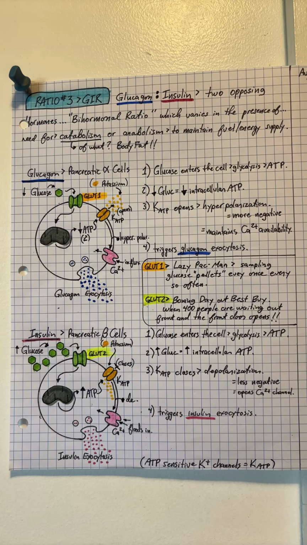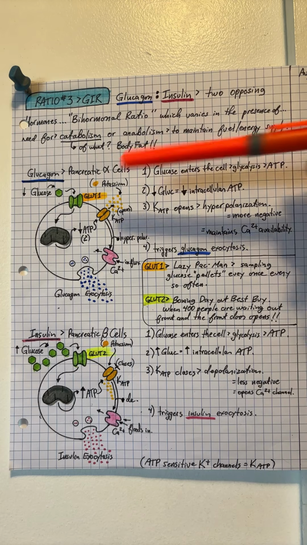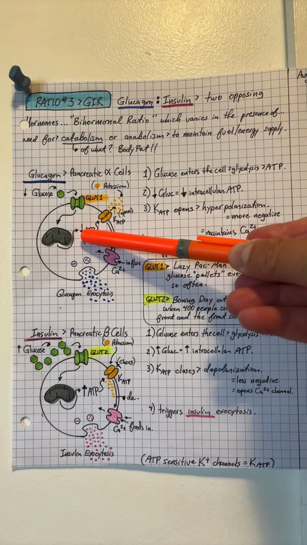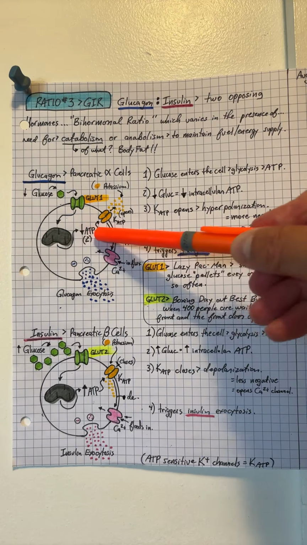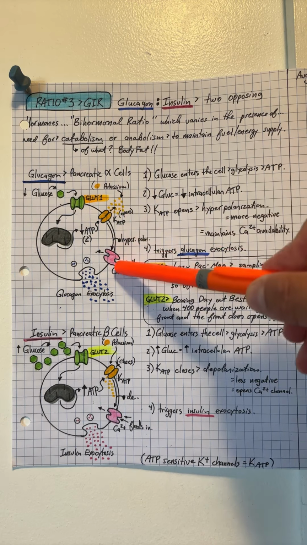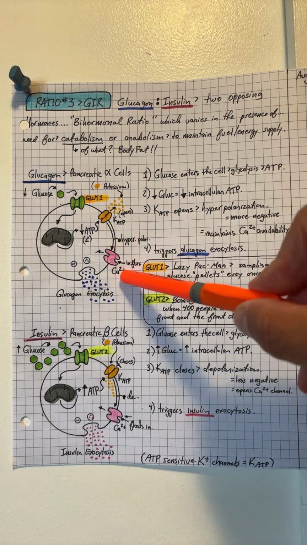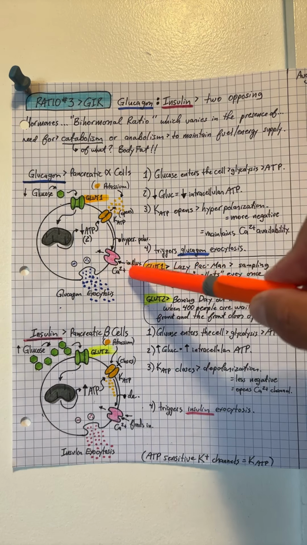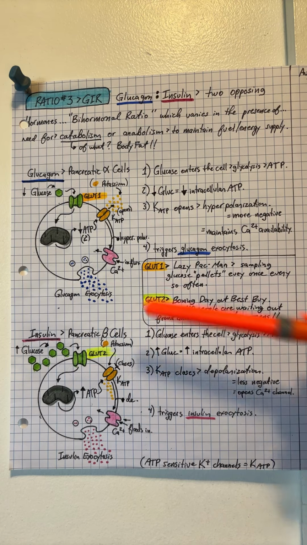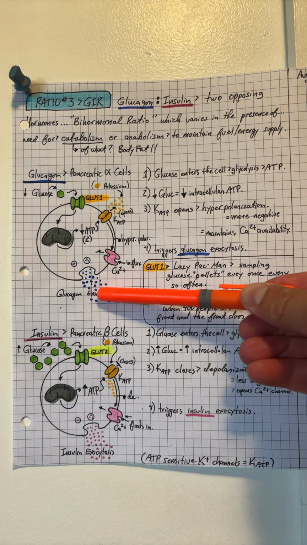But when the glucose is low, not much glucose comes in, not much ATP gets made from the mitochondria, which causes this potassium channel to open, hyperpolarization occurs, and this calcium channel allows a bunch of calcium into the cell, which interacts with the vesicles, which results in glucagon exocytosis.